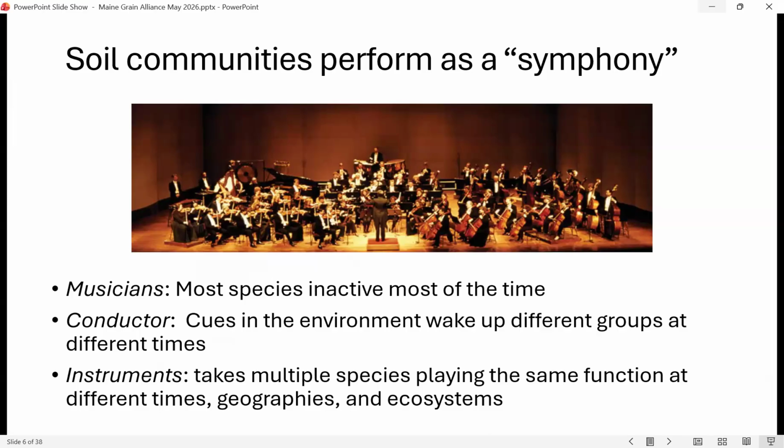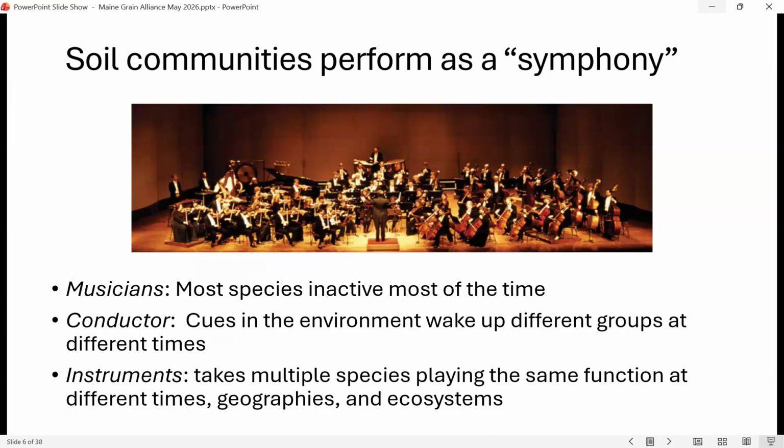And then the conductor is kind of the clues or cues in the environment that actually wake up different groups at different times. So you've got the violins playing, and then maybe you're going to bring in the trumpets later, and maybe the trombones at a different time. You wouldn't want them all playing at the same time. That would be a little chaotic.